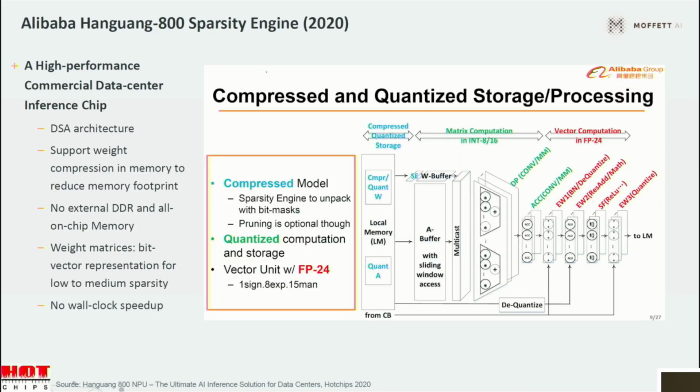And there's a commercial one which supports sparsity, the Alibaba Hanguang 800. It's like Eyeriss V1. It supports the sparsity format inside the memory, so it can reduce memory bandwidth, but it doesn't speed up the wall clock. So it's a DSA architecture, and it has a sparsity engine to pack and unpack the weight.